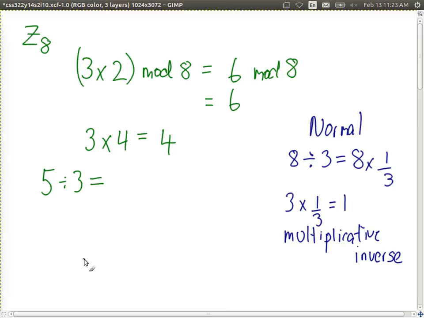Well, the multiplicative inverse is defined as the number that we multiply by such that the answer is 1. And that's the same in modular arithmetic. Multiply two numbers together, you get 1, they are the multiplicative inverse of each other. So 5 divided by 3 is 5 times the multiplicative inverse of 3, MI, I'll write. What is the multiplicative inverse of 3?